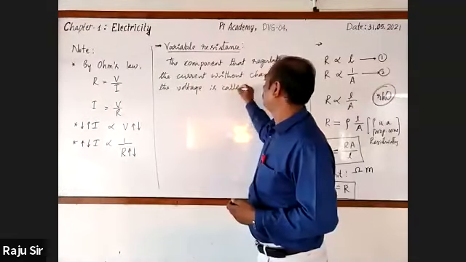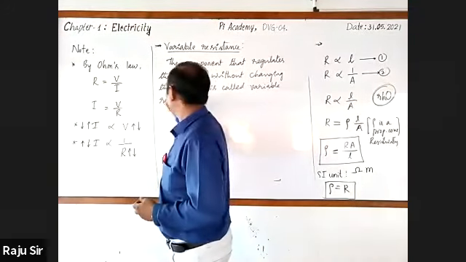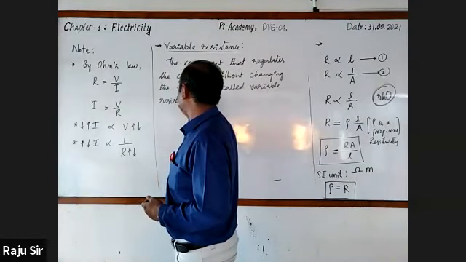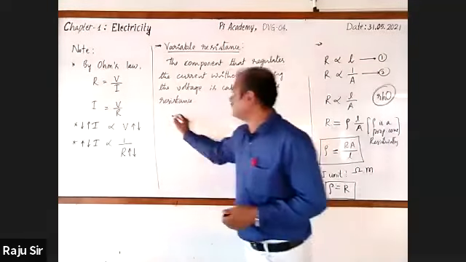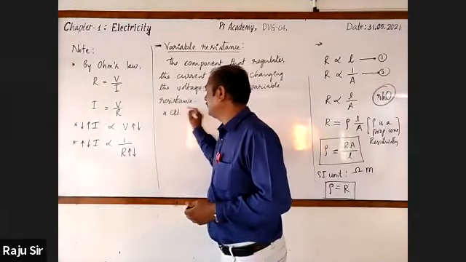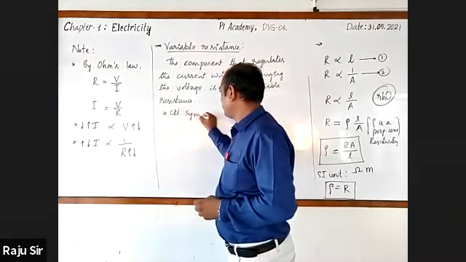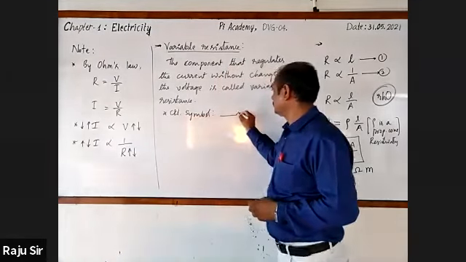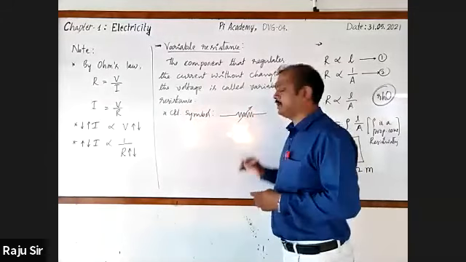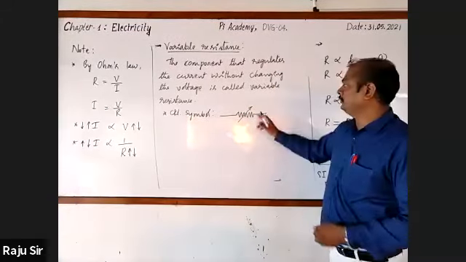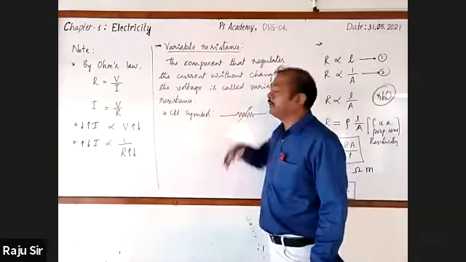is called variable resistance. Write its circuit symbol. Draw this. This is the symbol of a resistor, and as it is to be varied, we can show an arrow mark like this. This is the circuit symbol of variable resistance.